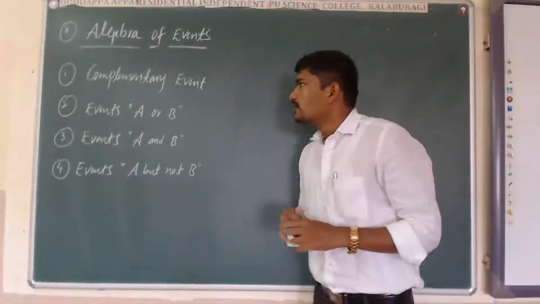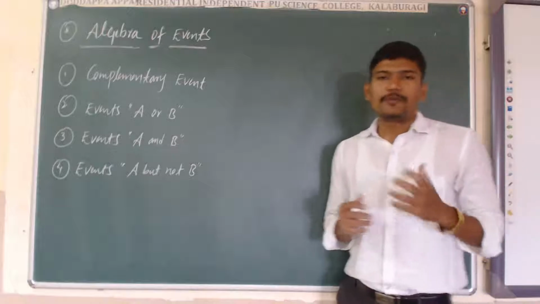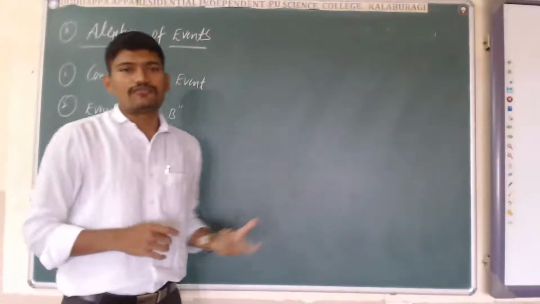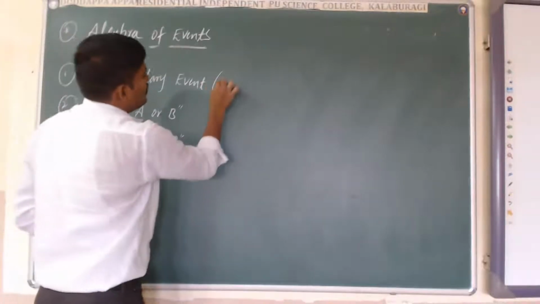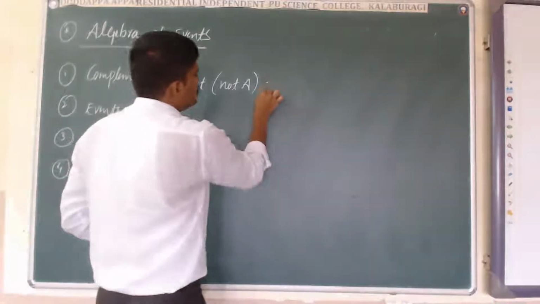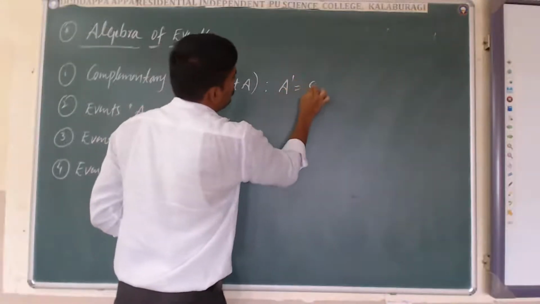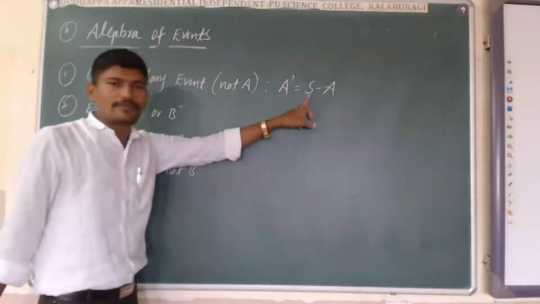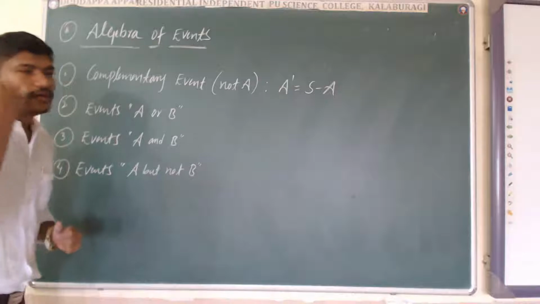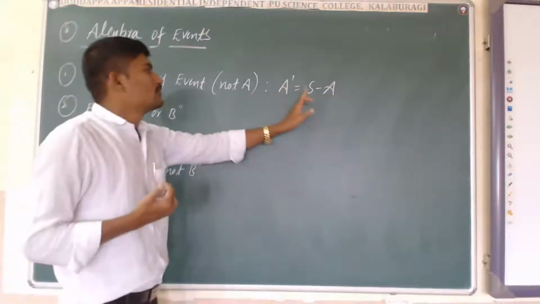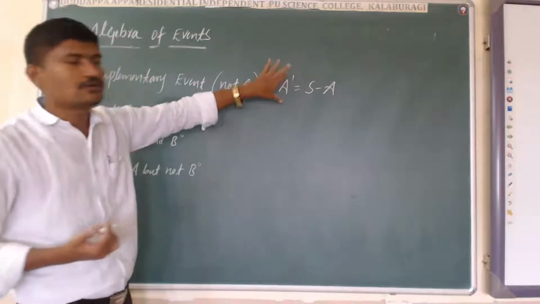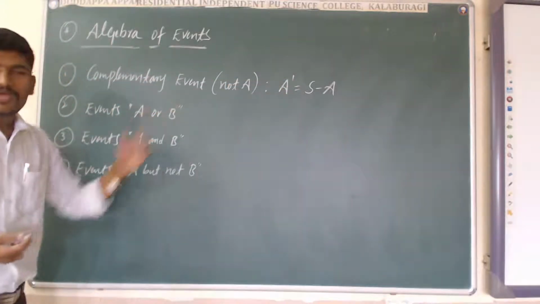First one is the complementary event. Complementary event means not A. We can write it as A dash, equal to S minus A. S is nothing but the sample space, and minus is the difference. Whatever the given event is, S minus A means whatever result comes outside of A, we consider it as A dash. It is a complementary event.